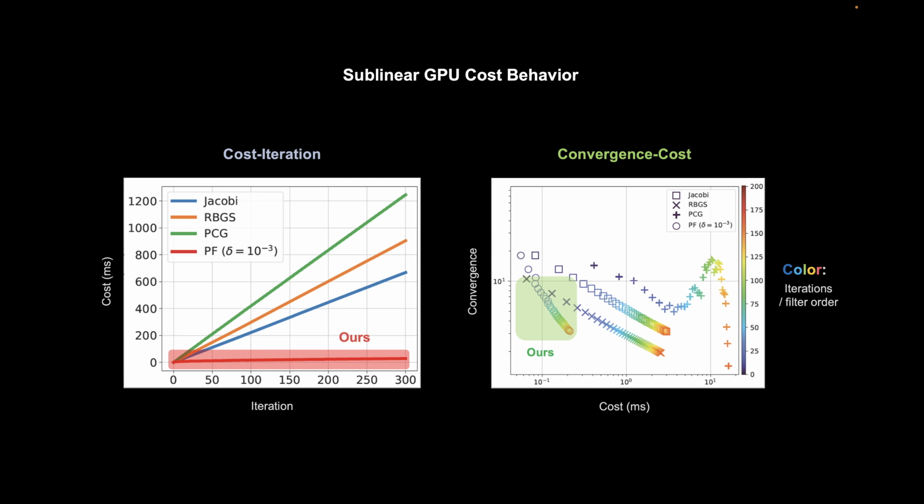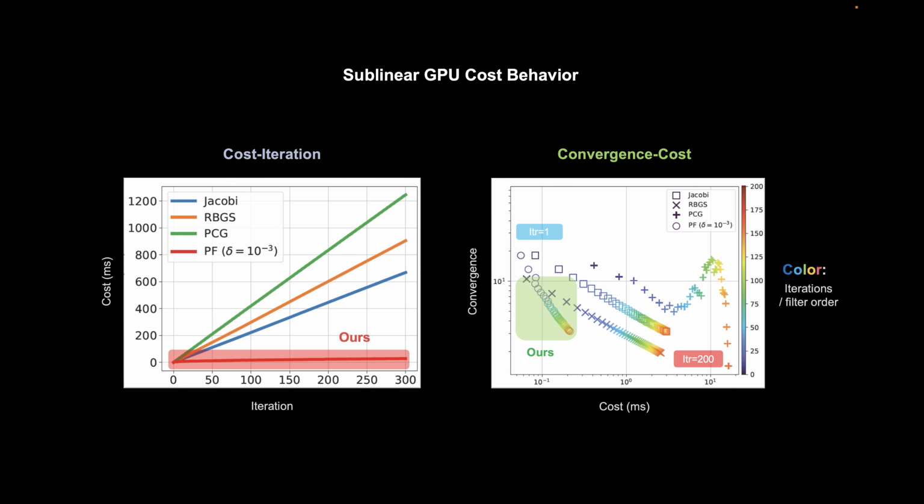The convergence cost plot might be a bit tricky to understand properly, so let me try to explain it. We have 3 dimensions in this plot: convergence and cost as the 2 axes and a color-coded target iteration, which goes from the first iteration, shown here as blue, to the last iteration, shown here as red, to indicate the increase of the target iteration for each solver.